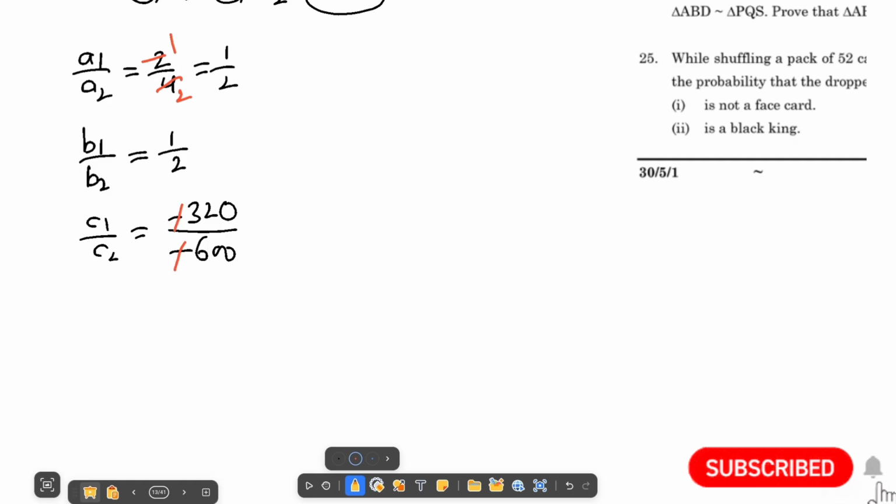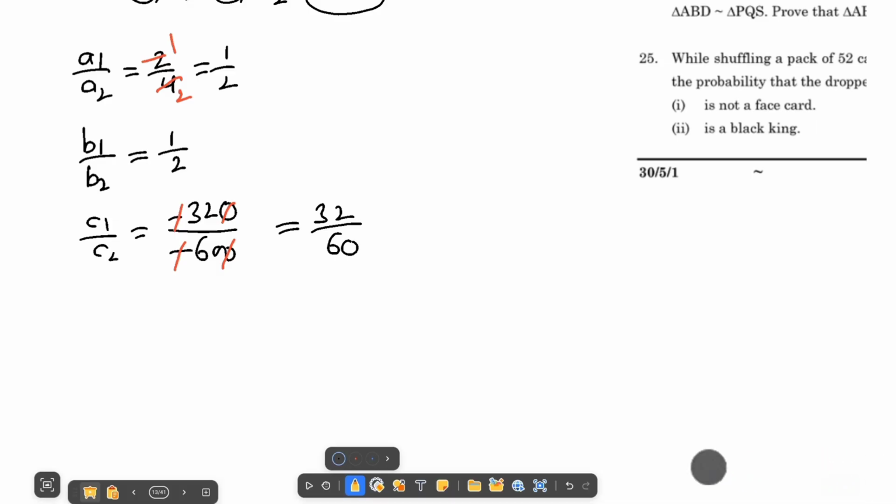So minus minus cancel, last 0, 0 gets cancelled. Now it will be equals to 32 by 60. 4 table, 4 8s are 32, 4 15s are 60. So now it will be equals to 8 by 15.